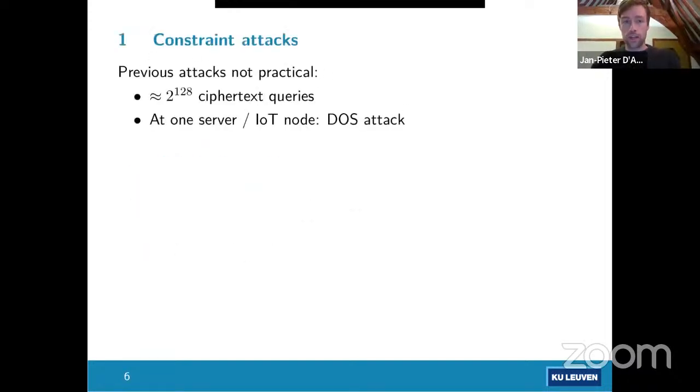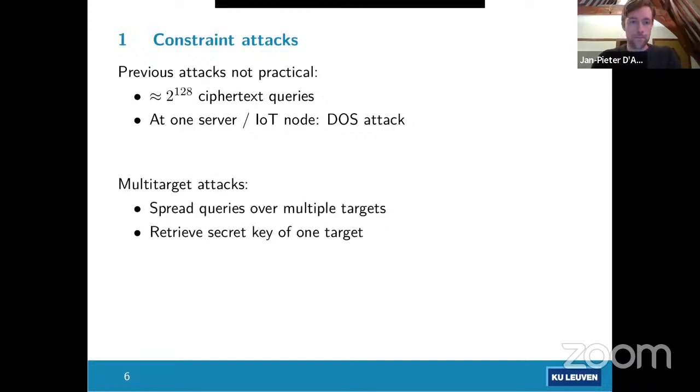So let's first look at constrained attacks. What do I mean by this? Previous attacks were not always practical. Some of these attacks would need 2 to the 128 ciphertext queries, for example, directed at one server or one IoT node. And this is more like a denial of service attack than a key retrieving attack.